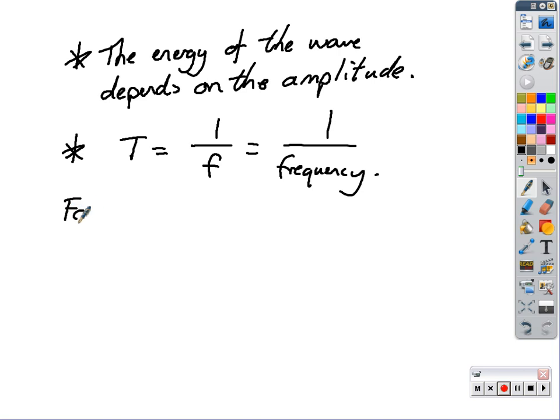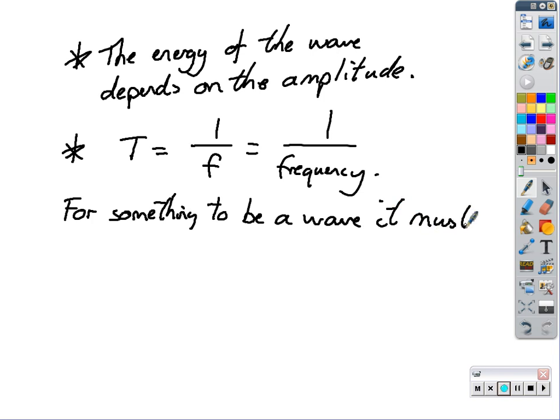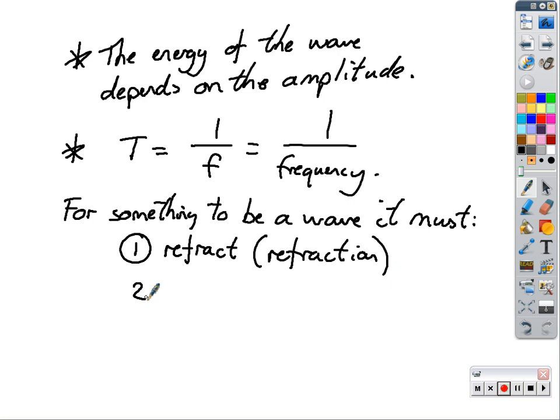So for something to be a wave, it must do three things. It must, one, refract. That's called refraction. That's the first thing. The second thing it must do, so refraction is one. Let's get three things it must do.